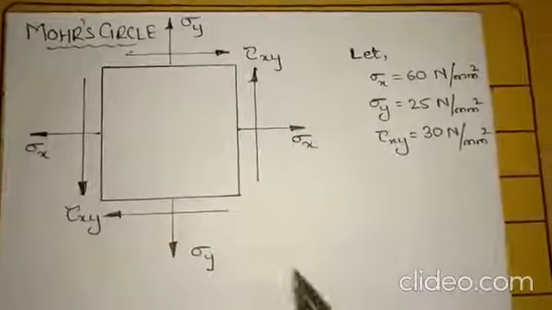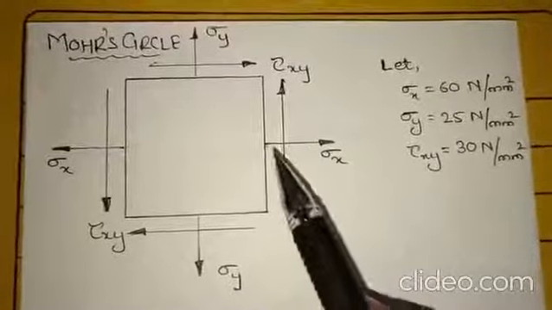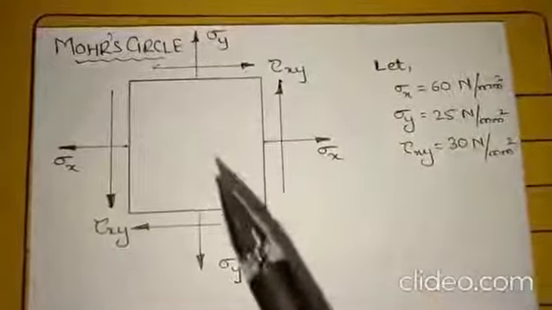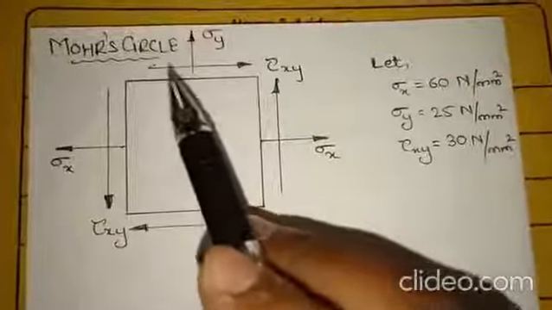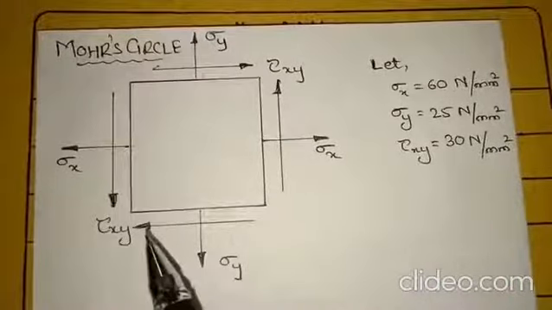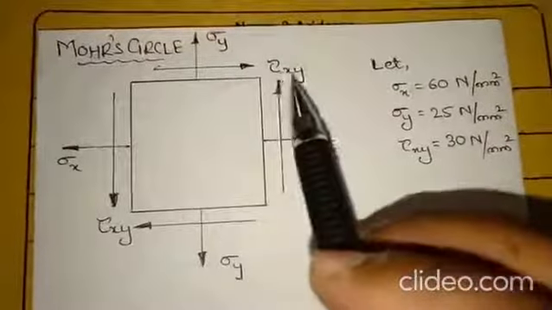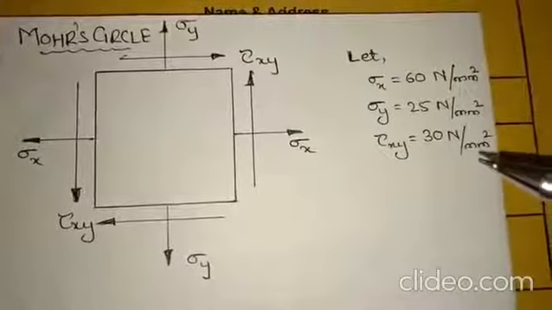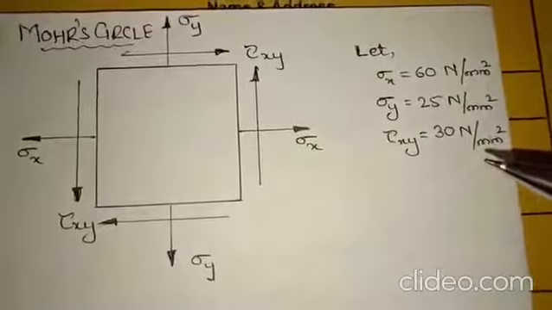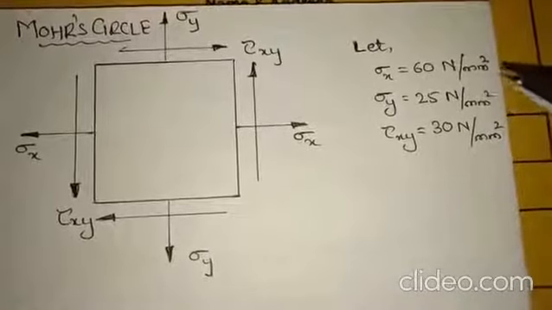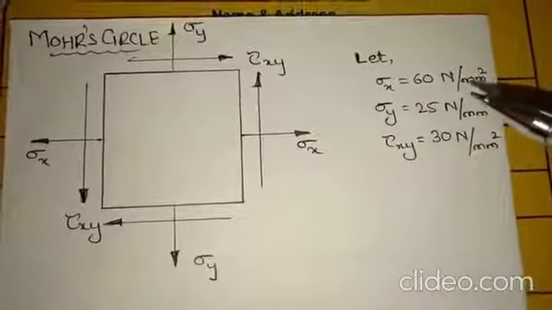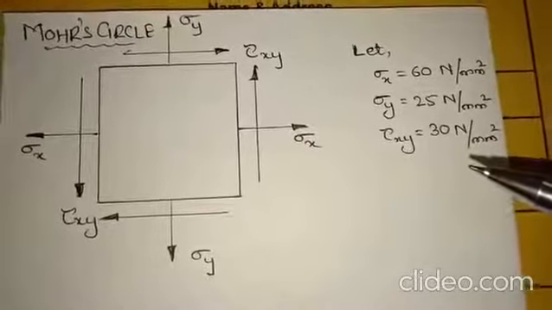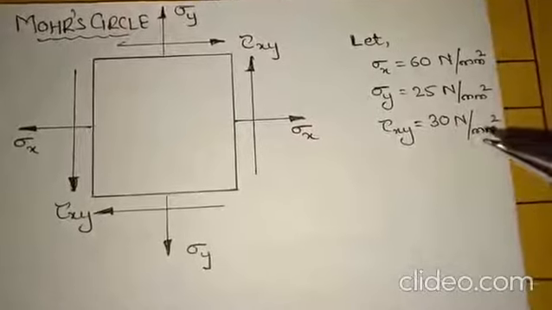Here you can see I have taken a generalized stress system. Sigma x is tensile in nature, it is positive. Sigma y is also tensile in nature. And the shear stress tau xy, with the horizontal, is making a clockwise couple, so tau xy is also positive. I have taken some values so that there will be some understanding and it will be helpful in plotting. So I have considered sigma x as 60 Newton per mm square, sigma y as 25 Newton per mm square, and tau xy as 30 Newton per mm square.